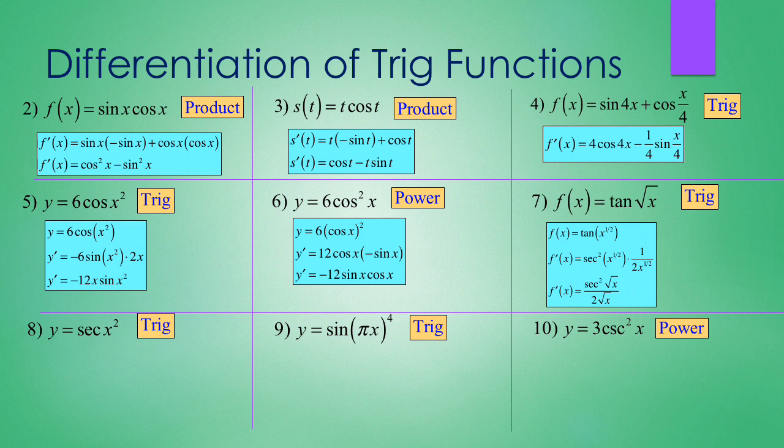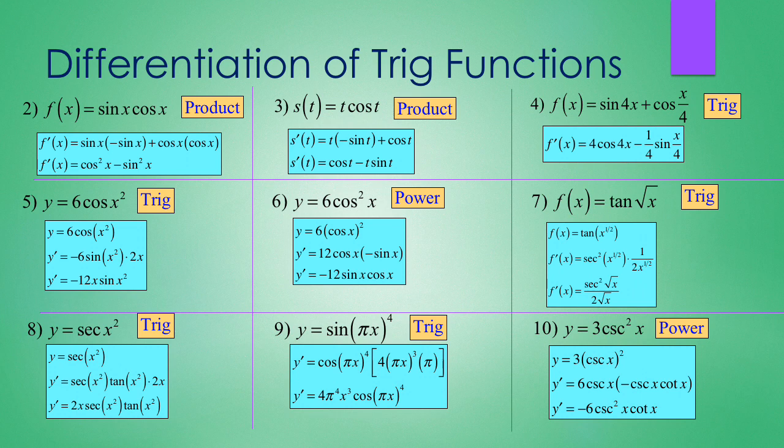Number 7, f of x is equal to the tangent of the square root of x. We can rewrite that as the tangent of x to the 1/2. This is a trig problem, so we get f prime is equal to secant squared of x to the 1/2 times the derivative of x to the 1/2, which is 1 over 2 x to the 1/2. So the final answer is f prime is equal to secant squared of the square root of x over 2 square root of x.